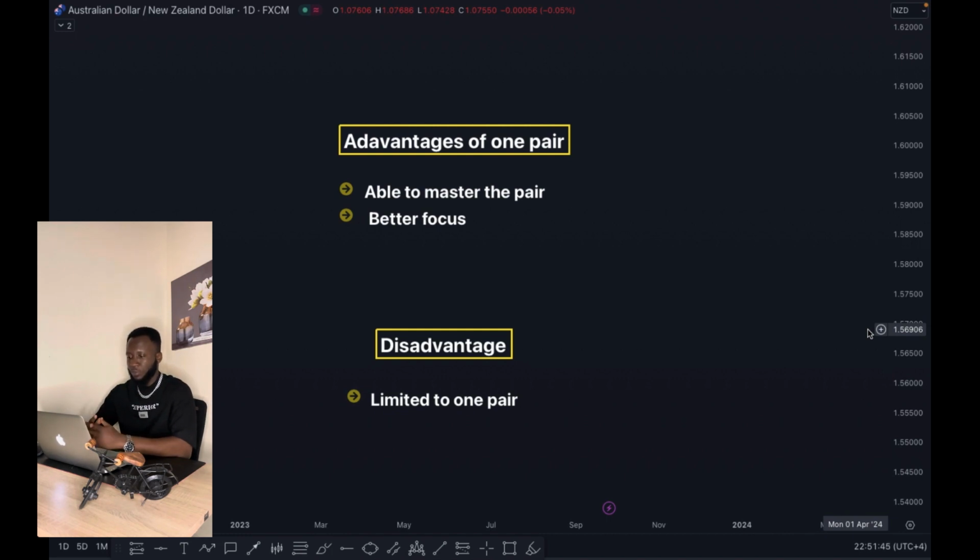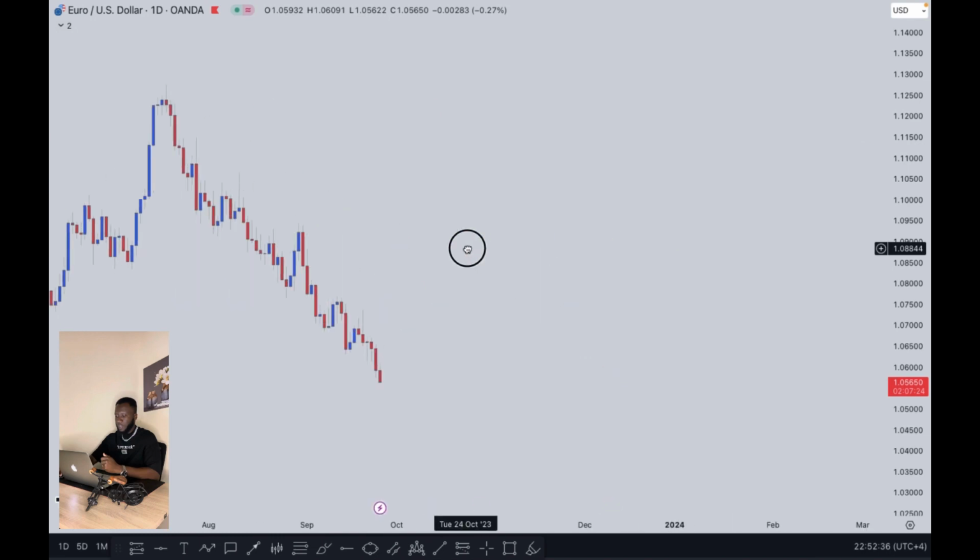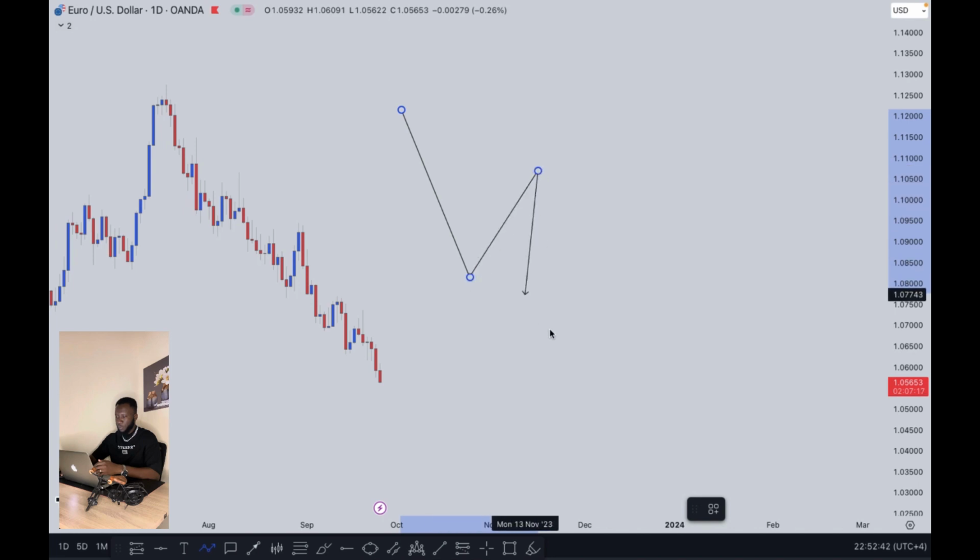Personally, I like to trade Euro USD a lot because I feel like I've had a good relationship with Euro USD, and I'm really familiar with Euro USD and how it moves, right? So I'm gonna just show you an example of what I'm talking about. So on Euro USD, I've realized that the pair respects break and retest, right? So the pair likes to create a support like that, break the support here, and come back as resistance.